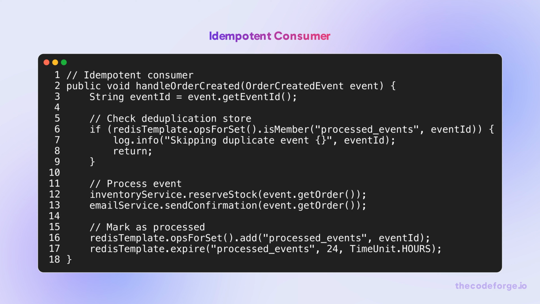This consumer checks if the event ID is already in the Redis set. If it is, it skips processing. Otherwise, it processes the event and adds the ID to the set with a 24-hour TTL to prevent unbounded growth.